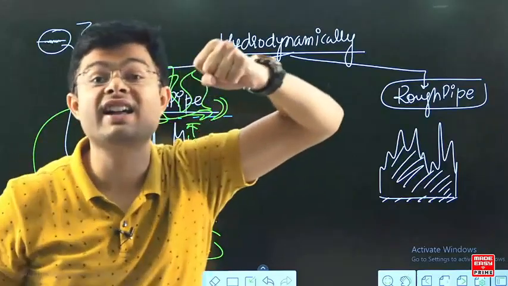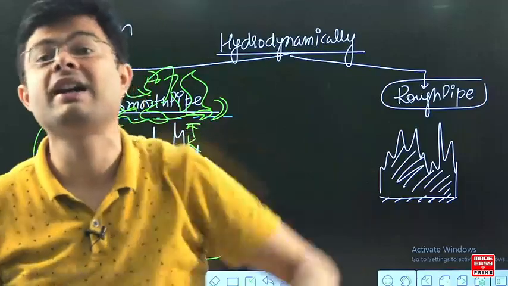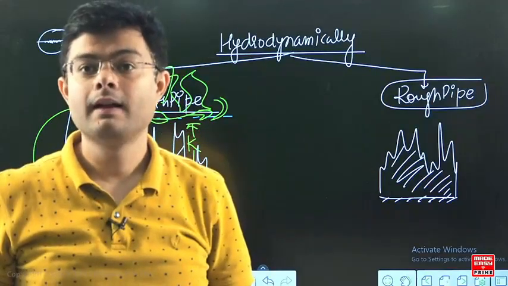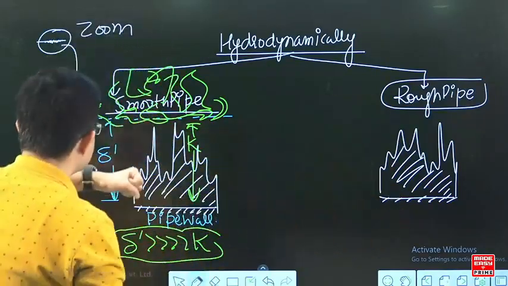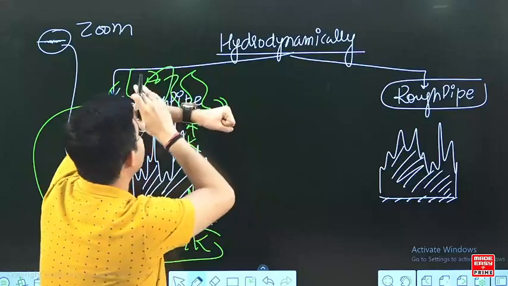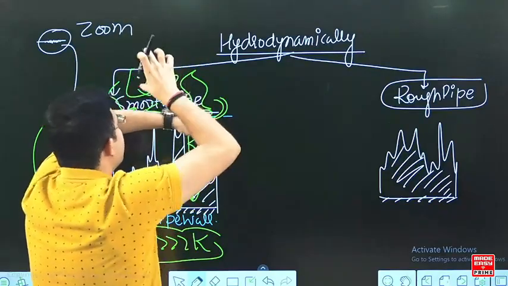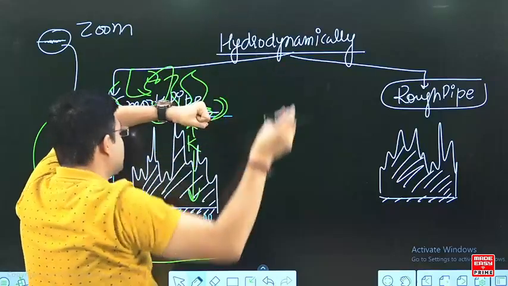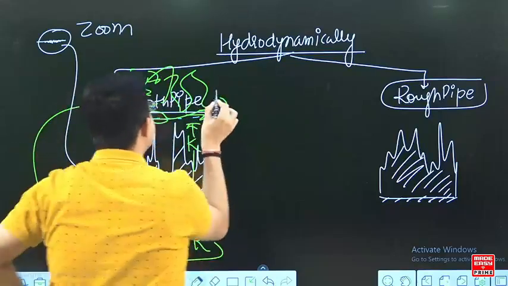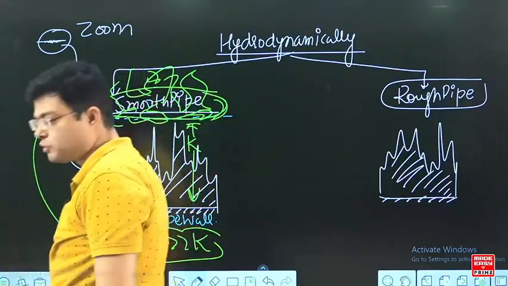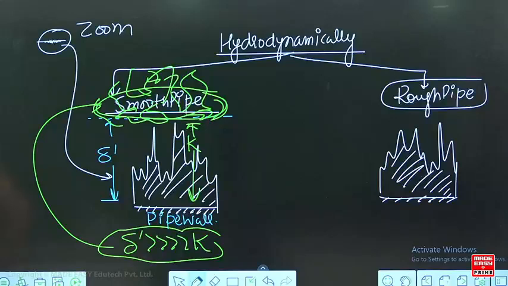Because who is guarding the irregularities? Laminar sublayer. So laminar sublayer in this particular case is acting as a shield to the turbulent eddies. And the turbulent eddies are not able to strike with the irregularities. Such a pipe is known as a smooth pipe.